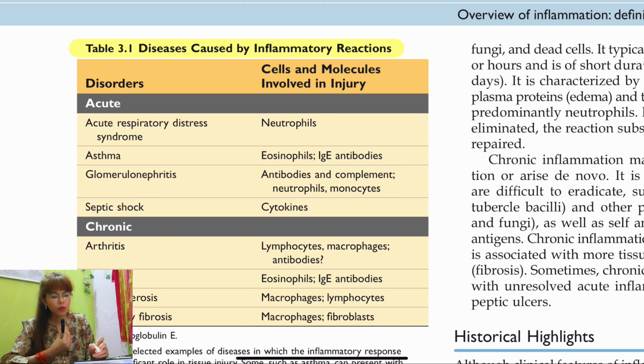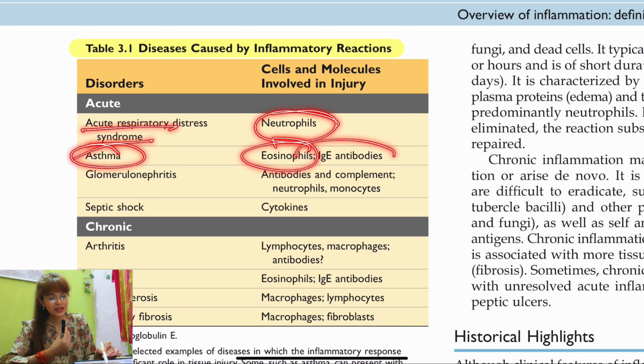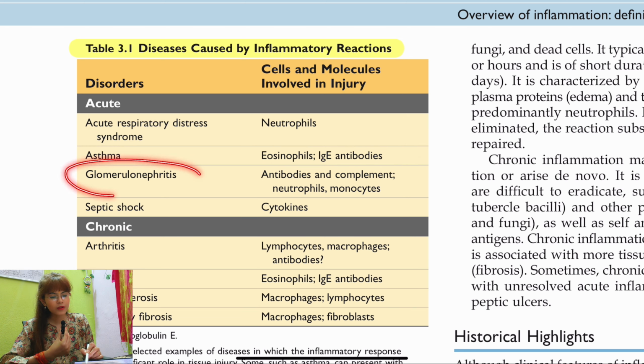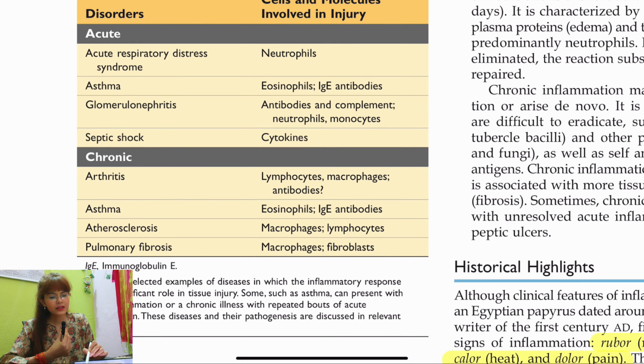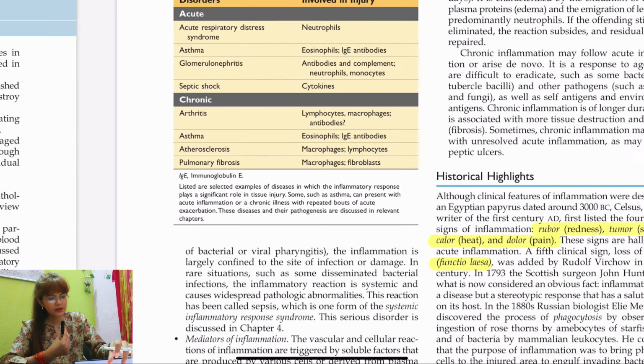As you can see, what is the disorder and what is the molecule involved in the injury. So you can see that in ARDS, it is the neutrophils; in asthma, it is the eosinophils and the IgE antibodies. Glomerulonephritis, it is the complements and the antibodies and also the monocytes. Septic shock, it is the cytokines. In chronic inflammation, mainly the lymphocytes come into play. In arthritis, it is lymphocytes; asthma, eosinophils. Atherosclerosis, macrophages and lymphocytes. Pulmonary fibrosis, it is macrophages and fibroblasts.